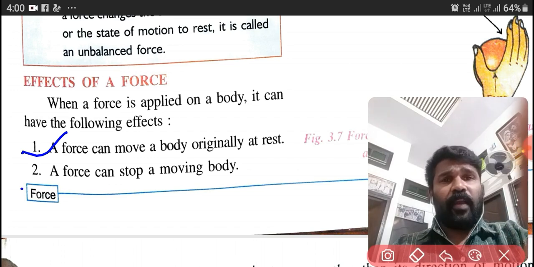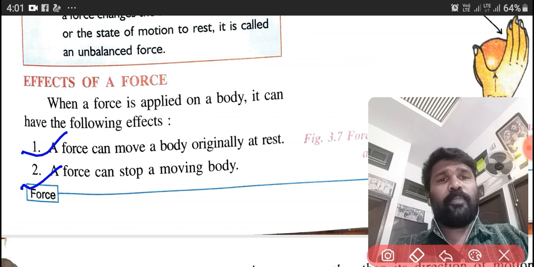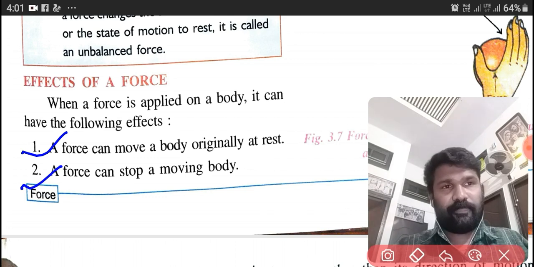Second point, a force can stop a moving body. Just touch it or pull it, and the body will stop.